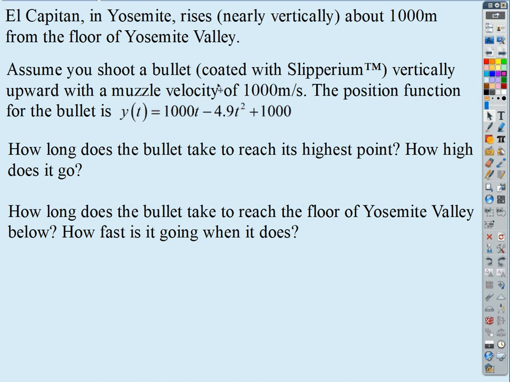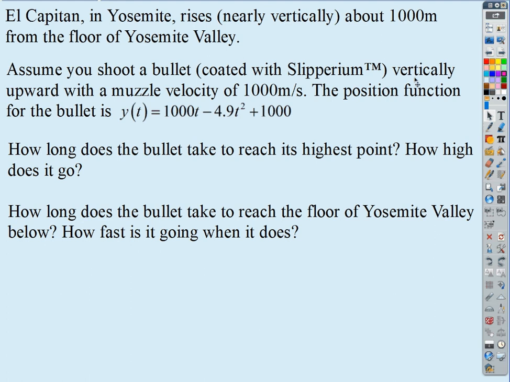The bullet is going to be coated with sliprium, which is extremely expensive stuff. It completely eliminates any friction with the air. Okay. You get it at the Acme store. It's, like I say, very expensive, hard to find, but it's available there. And the muzzle velocity is 1,000 meters per second.